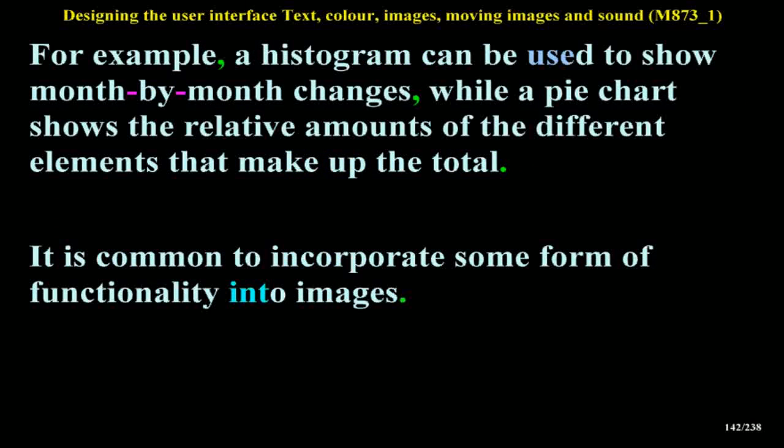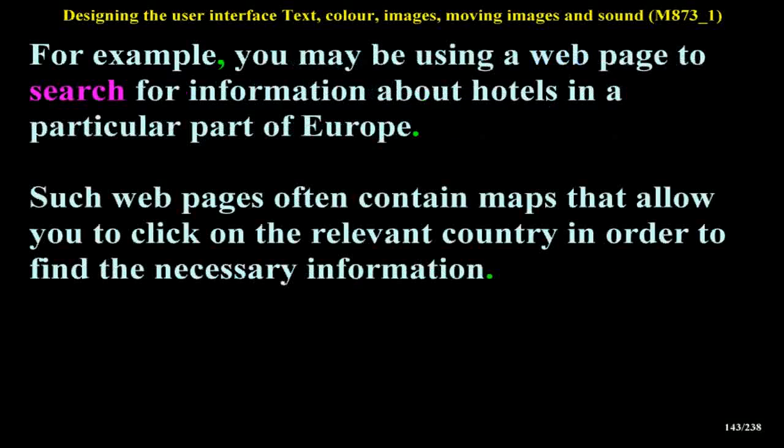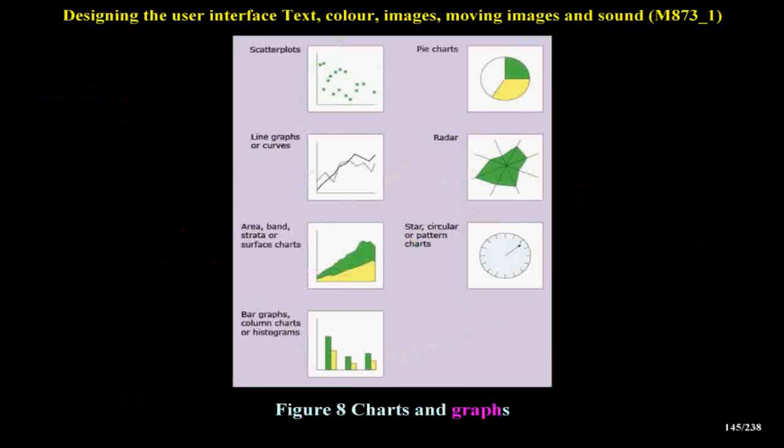It is common to incorporate some form of functionality into images. For example, you may be using a web page to search for information about hotels in a particular part of Europe. Such web pages often contain maps that allow you to click on the relevant country in order to find the necessary information. Figure 7 The Museum Wildhuizen from Eyewitness Travel Guide, 1997. Figure 8 Charts and graphs.